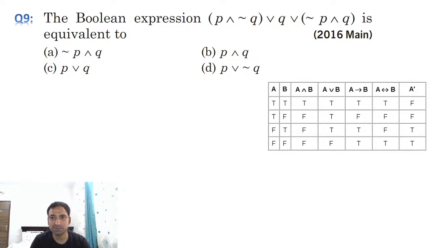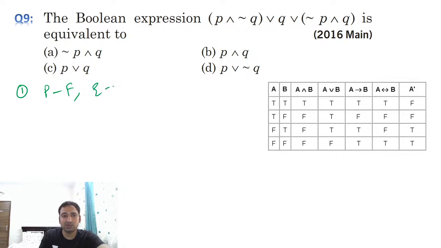The Boolean expression is equivalent to, simple, guys. Same again, you take a substitution according to this table: true, true, true, false, or whatever possible value we can take. Maybe you can take true, true, or false, false, or true, false. Anything is fine. Let's take one simple substitution, guys. P is equal to false, and Q is equal to false.